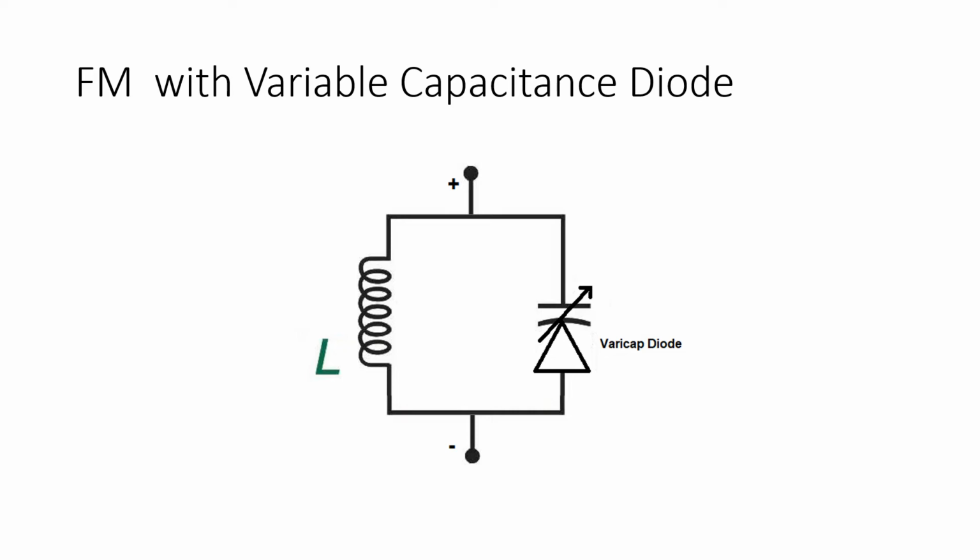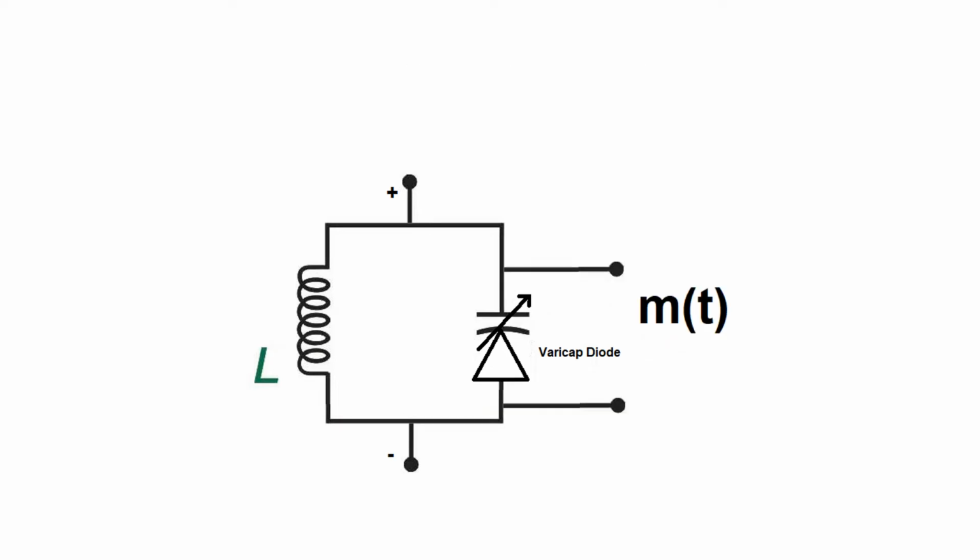The junction capacitance of the varactor diode changes with reverse bias. We can apply the information m(t) across the reverse biased varactor diode to change its junction capacitance linearly with m(t), which will give an FM signal across it. This varactor or varicap diode junction capacitance can be varied only to a limited range, which poses a limitation on the deviation of FM wave generation.